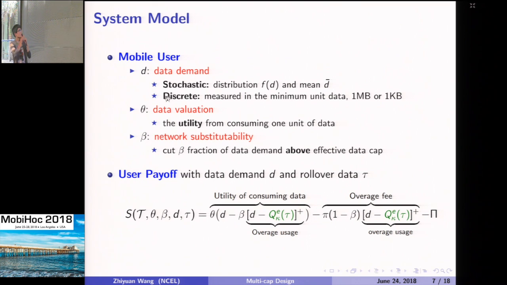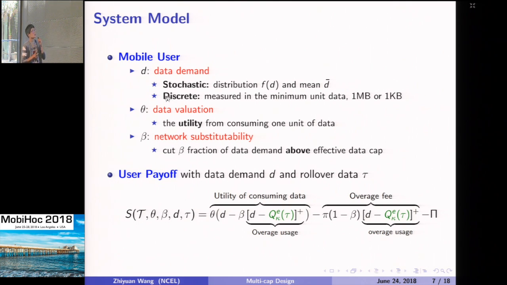So under this setting, the user's payoff with demand D and the rollover data total is characterized by this equation. The first term is the utility of consuming data. Specifically, it's the multiplication between users' data valuation and the actual data demand, considering cutting beta fraction of demand exceeding the data cap. And the second term is the possible overage fee. And the last term is the monthly subscription fee for these users.